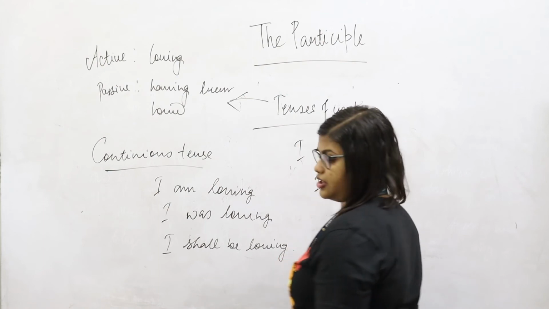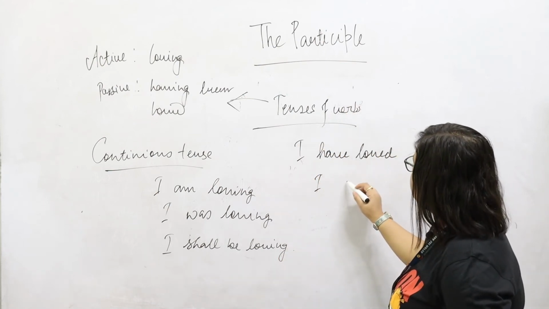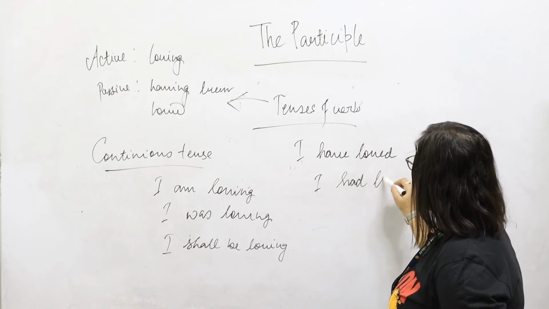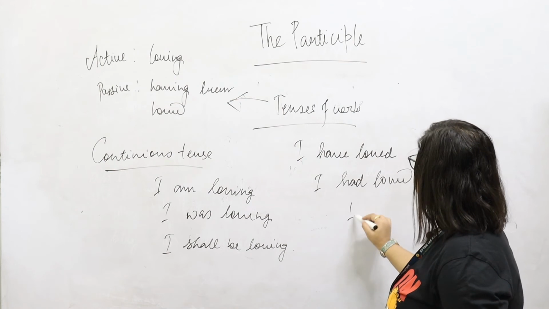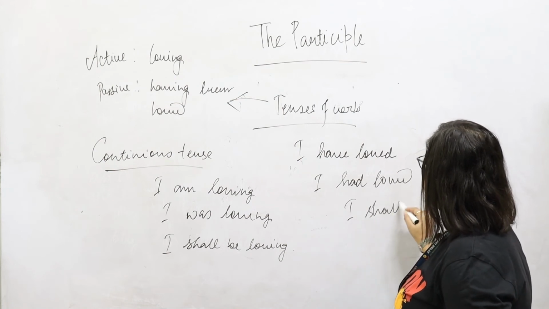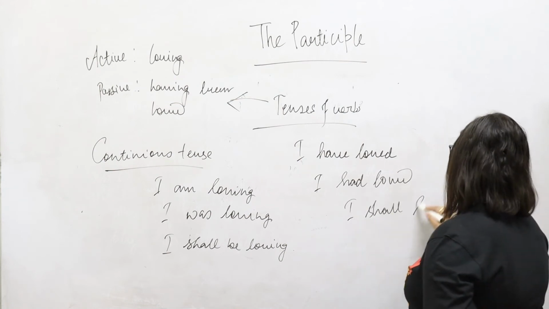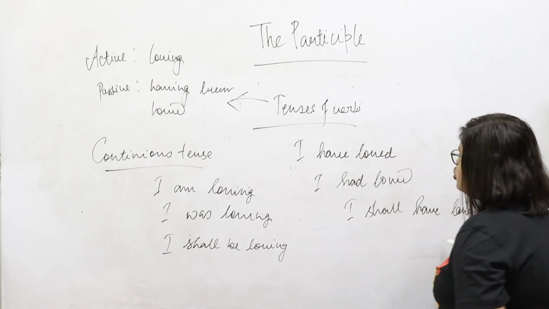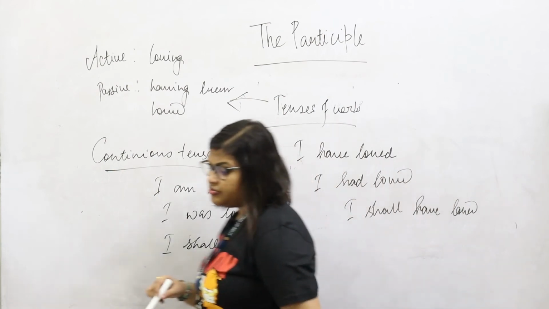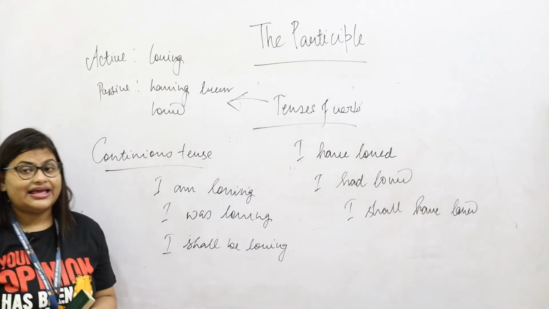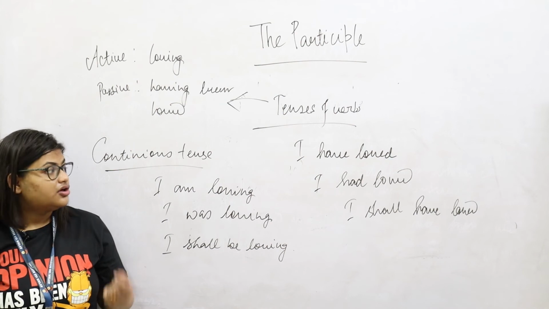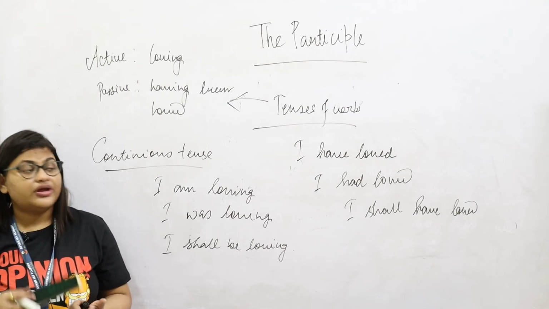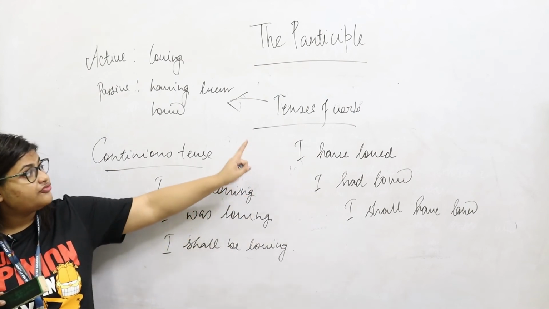Okay, past would be I had loved. Future would be I shall have loved. So we are talking about this in the past tense: I have loved, I had loved, I shall have loved. So that would be when we are trying to talk about participles in the form of the past tense.